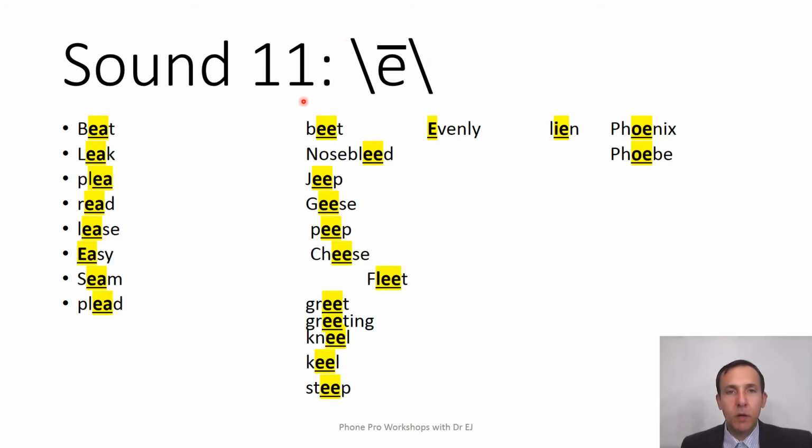Okay, beautiful sound coming. This is a very important sound to know and to learn, and of course the phonetic symbol is priceless. All right, here we go. This is sound number 11, and we pronounce it E. E.